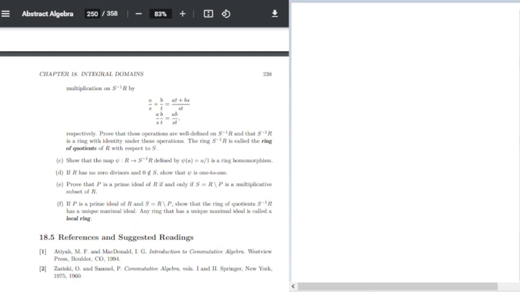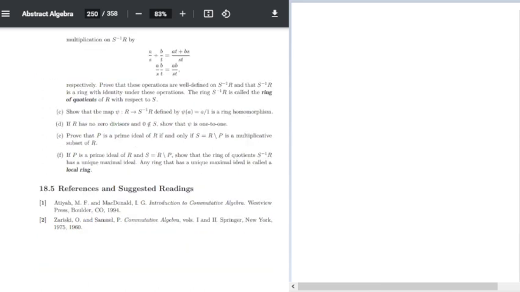P is prime if and only if S is, and R over P is a multiplicative subset of R. Okay. If P is a prime ideal of R and S is equal to R over P, show that the ring of quotients has a unique maximal ideal. Any ring. Ooh. That is okay. That's actually very nice.